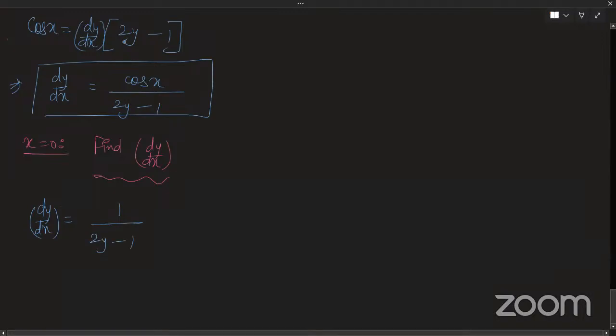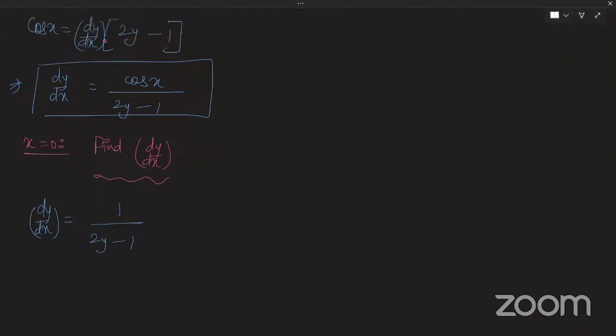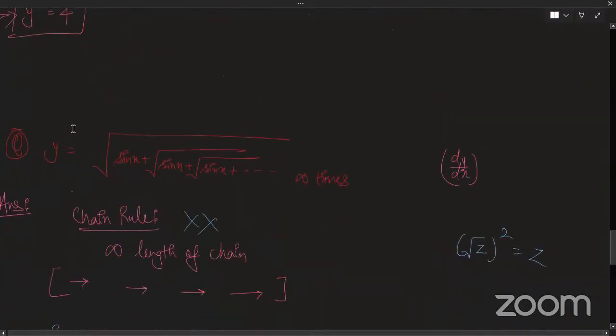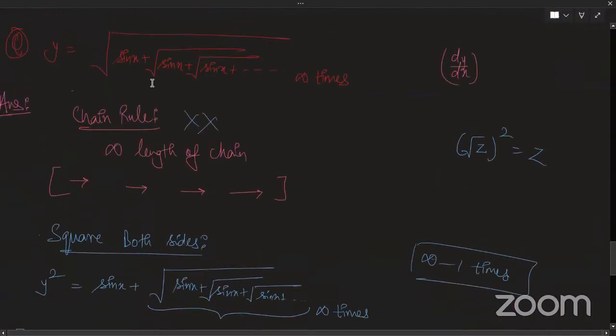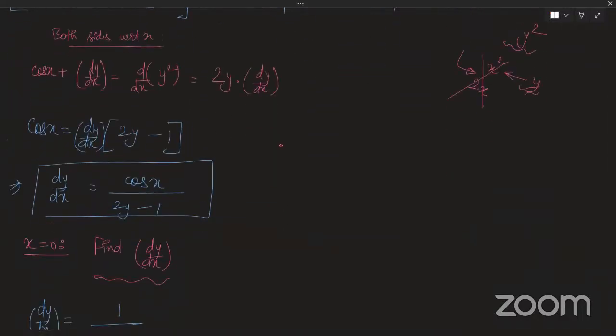How will you find this y? Like in the previous question, I had told you beforehand that y is greater than 0. How will you find the value of this y? Anyone? Just use this equation. You have been given this equation. Just substitute x is equal to 0 in this function.